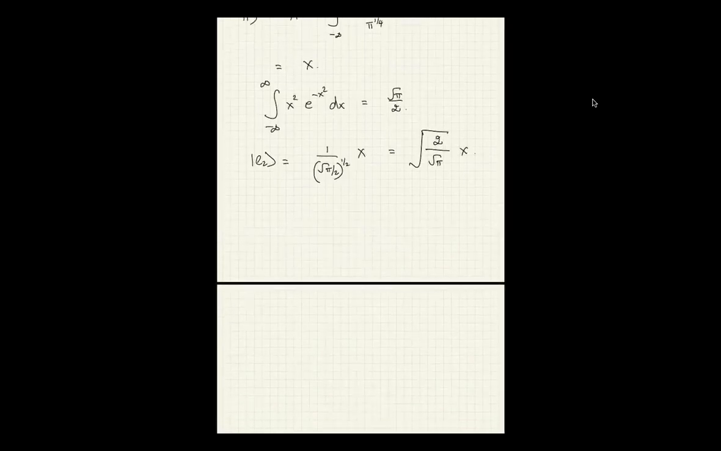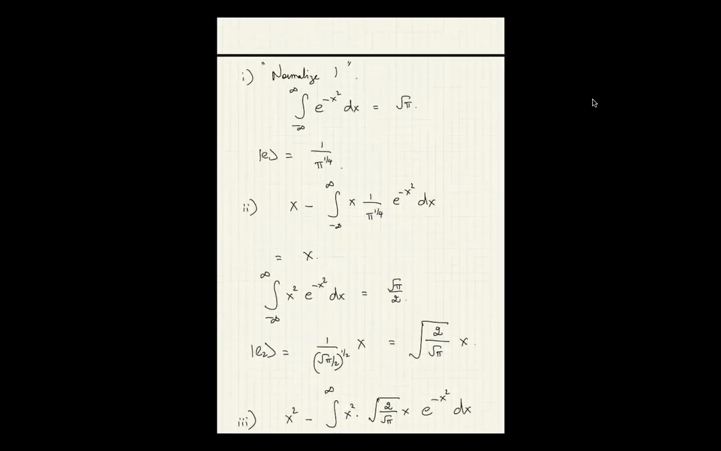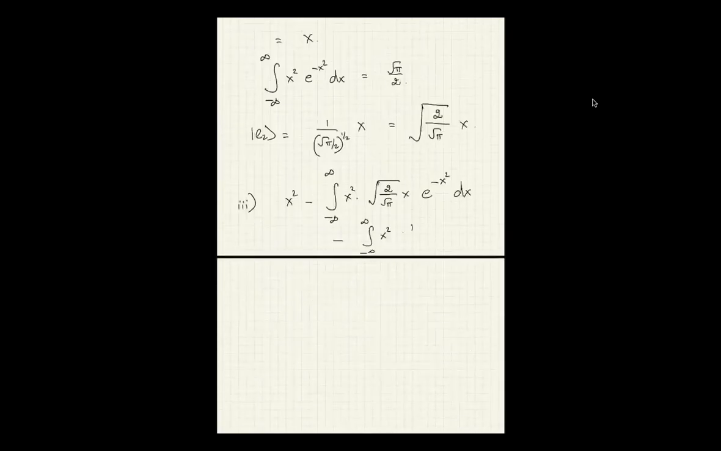The third one: I have to take the third vector, which is x square, and subtract off the amount of this along the second vector, which is the integral from minus infinity to infinity of x square times the second vector, square root of 2 over root pi times x, times e to the minus x square dx. And I have to subtract the amount along the first vector, which is the integral of x square times the first vector, which is just a constant given by 1 over square root of pi. Let me write it as just pi to the 1/4, times e to the minus x square dx, okay?